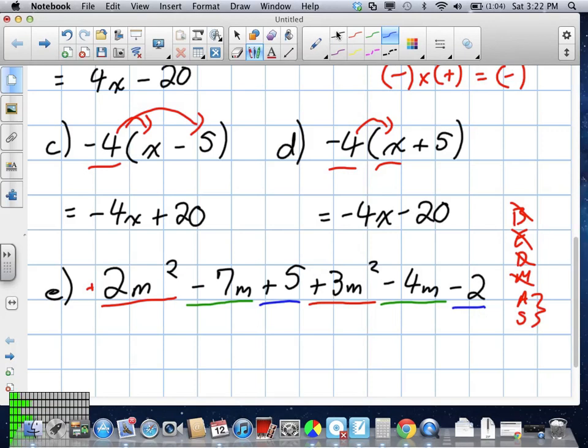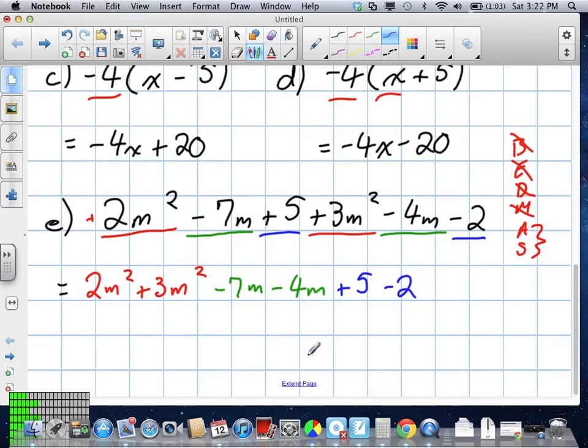So let's reorder this so we can make some sense of it, and we'll color code it. So we have 2m squared plus 3m squared. We know those are like terms. I had negative 7m minus 4m. And we had positive 5 minus 2. So now what we're going to try to do is collect this. Now this is adding and subtracting integers. This can be confusing, but let's try to work through this.